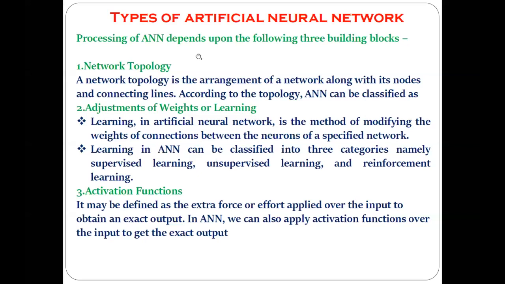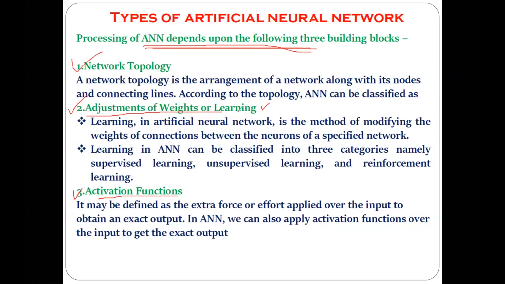Okay. Now, processing of this artificial neural network totally depends on the following three building blocks. Processing of the ANN depends on these three building blocks. In that, first is the network topology. Second is the adjustment of weight or the learning. And third is the activation function. Out of these three, this one we have already discussed yesterday, and this one also we discussed yesterday.